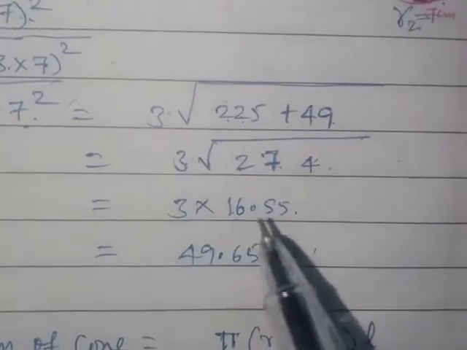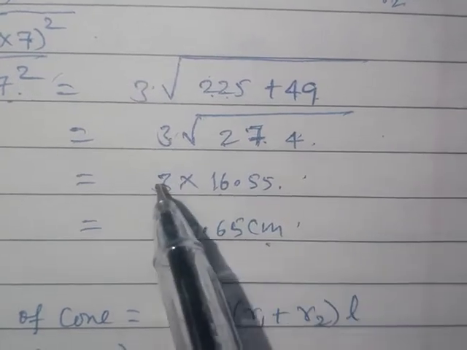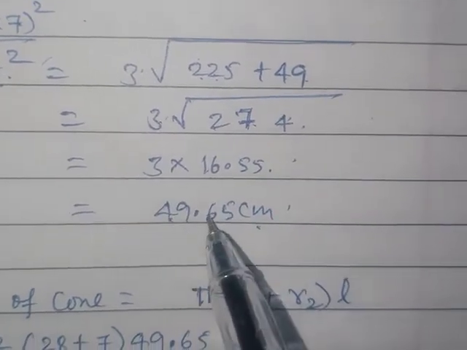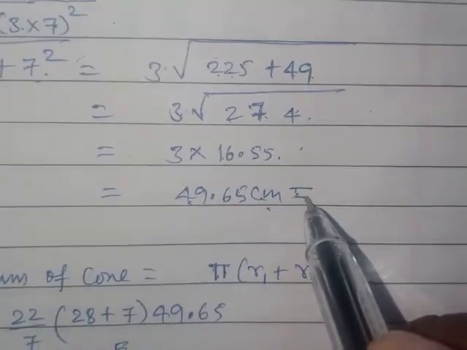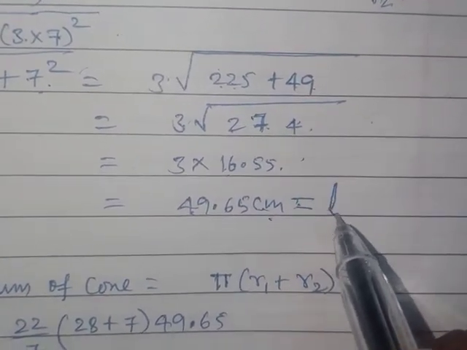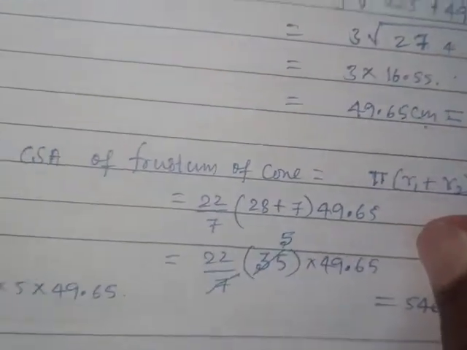16.55. If we multiply 16.55 with 3, we will get 49.65 centimeter. This is the slant height of the given frustum.